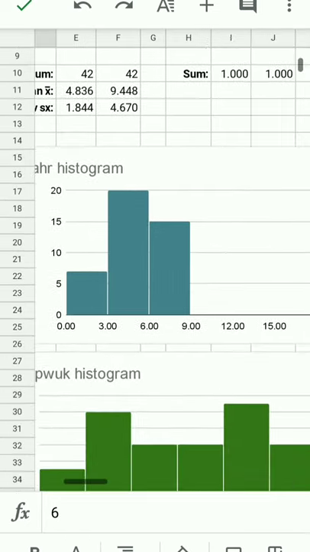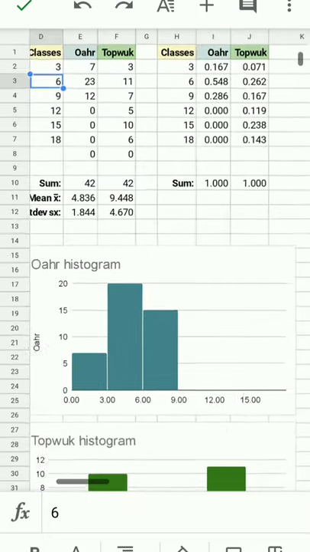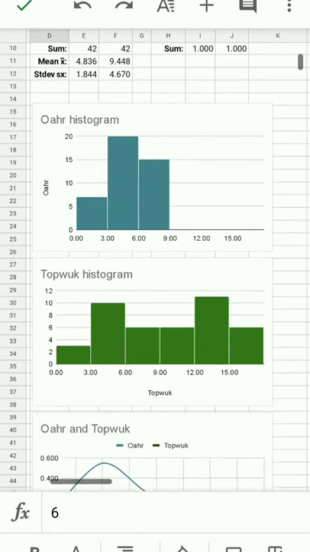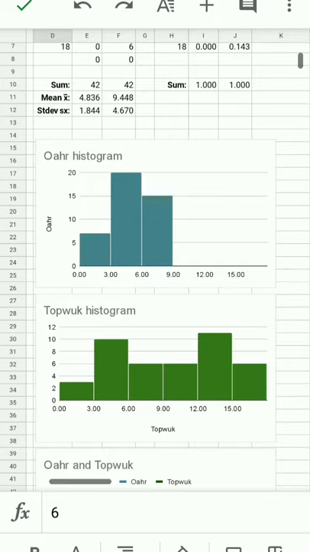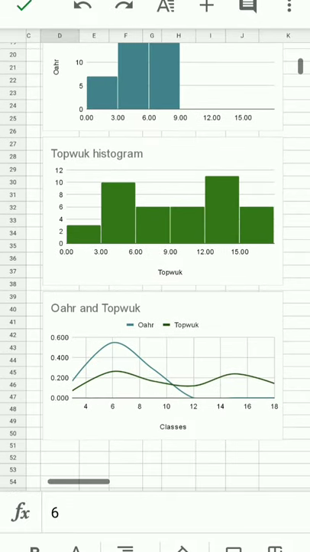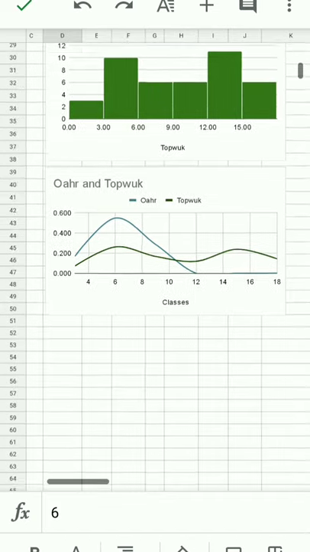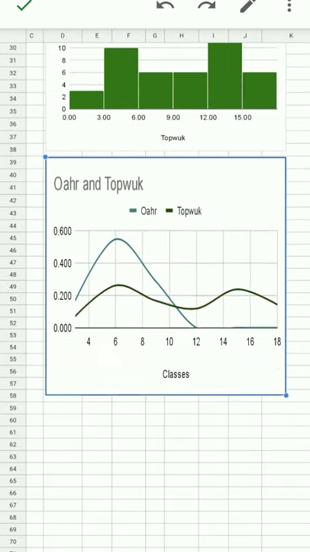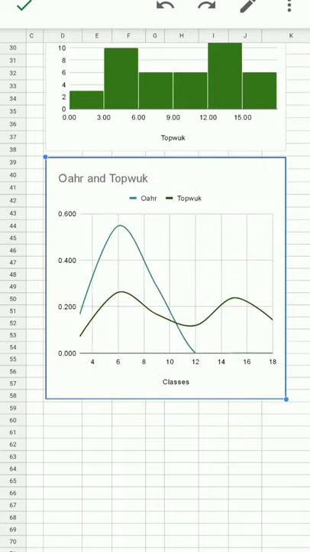So the oahr histogram looks like this. And the topwuk histogram looks like that. The histograms for the two different plants look very different. These are actual histogram charts done from the original data. If I shift to using a line chart so I can combine both the oahr and the topwuk onto the same graph, you see this shape here. Here we see a distinctly different distribution between the two plants.